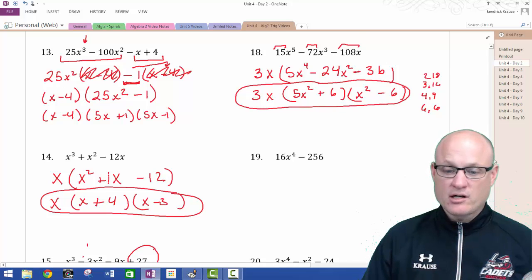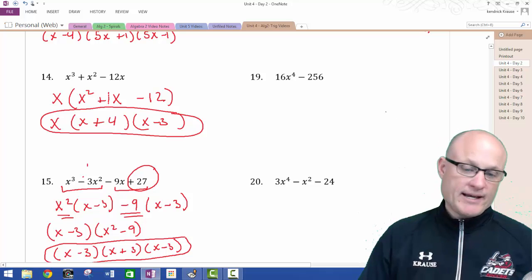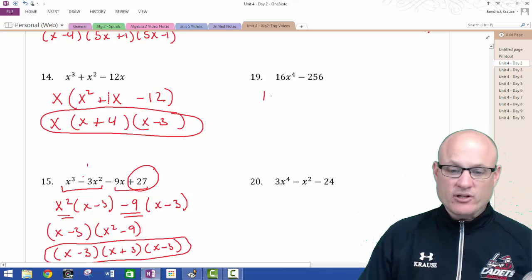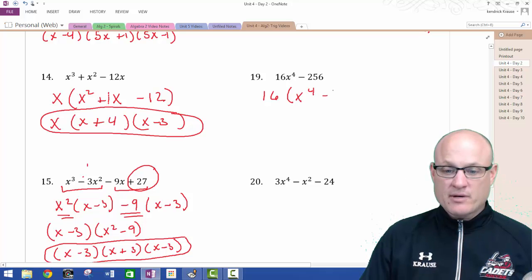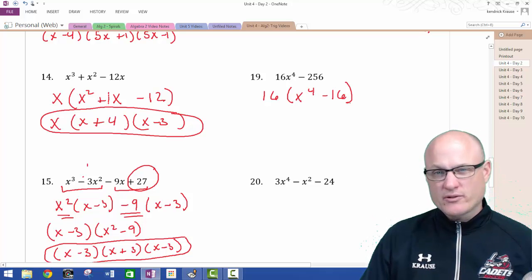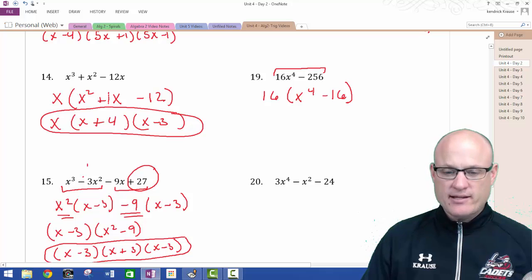Guess and check. Again, this might be a difficult one to see. 16 actually goes into 256. So this leaves me with x to the 4th minus 16. 16 squared is 256. It's a perfect square. Believe it or not, this is actually the difference of perfect squares. But we had a GCF to begin with, so you have to take that out.